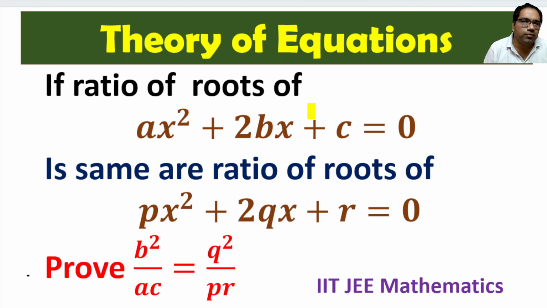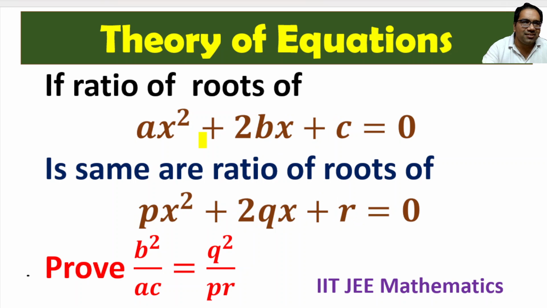We are given that the ratio of roots is equal. We know the sum of the roots is -2b/a, and the product of the roots is c/a, etc. We know the sum of the roots, we know the product of the roots, but here we are given the ratio of roots. The ratio of these roots is equal to the ratio of these roots. Then what is the relation between a, b, c and p, q, r?